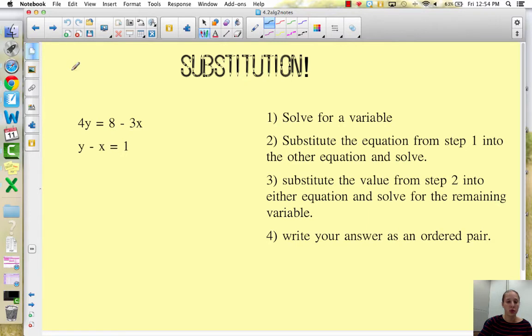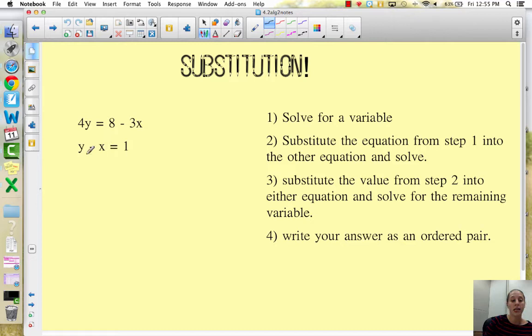So let's go ahead and start with substitution. This is just our first example, and I wrote out the steps for using substitution here on the side. First, you want to make sure that you solve for a variable. So you just want one equation so that it's a variable equals everything else. Now if you notice here in this example, none of these variables are on their own, okay? But we can make them so that they're on their own.